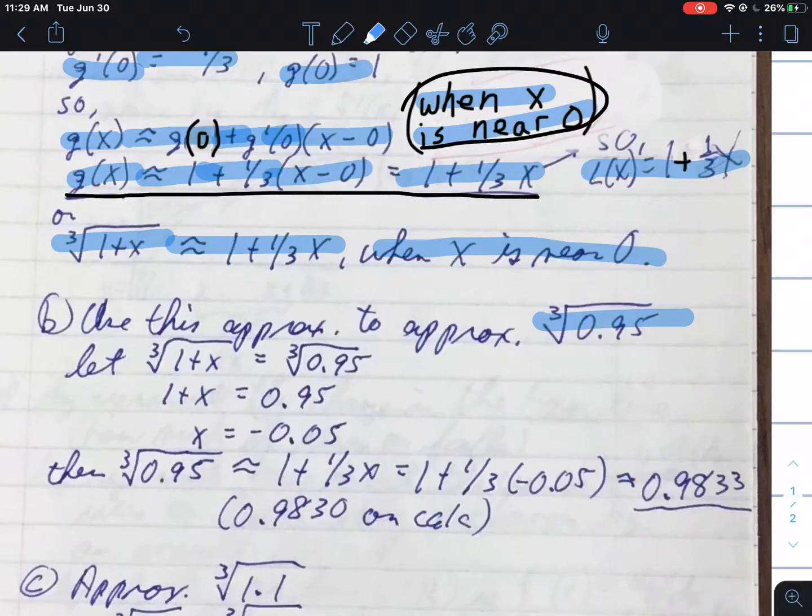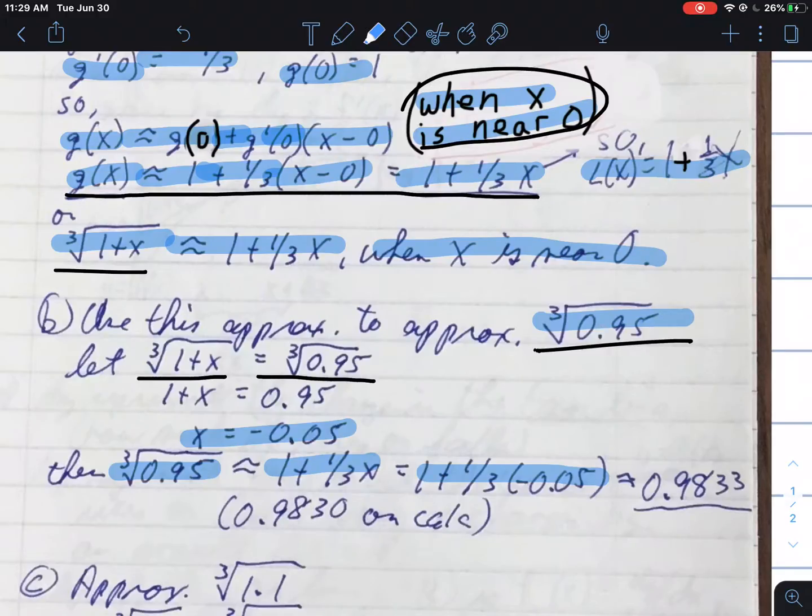So the cube root of 0.95, that's our cube root of 1 plus x. I want to approximate this value. So if I look at the cube root of 1 plus x as the cube root of 0.95, then 1 plus x would be equal to 0.95, which makes x equal to negative 0.05. I just solved that equation for x. So now I could say that the cube root of 0.95 could be approximated by that equation, 1 plus 1/3 x, or 1 plus 1/3 times the x we just found, negative 0.05.